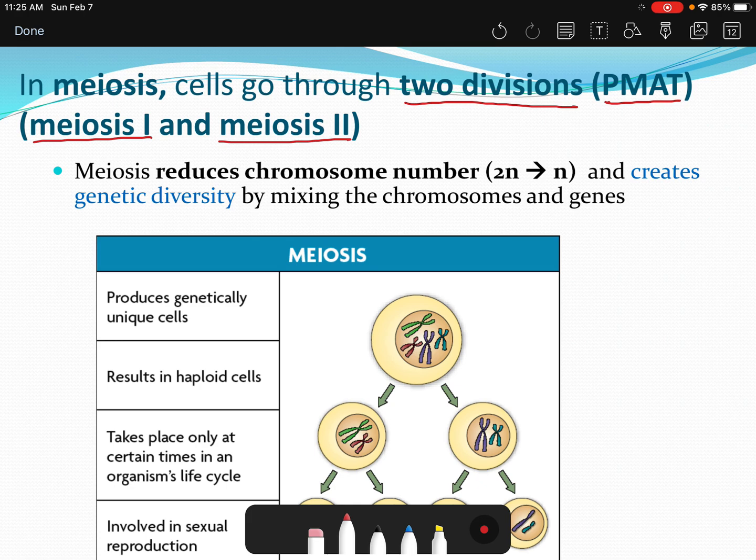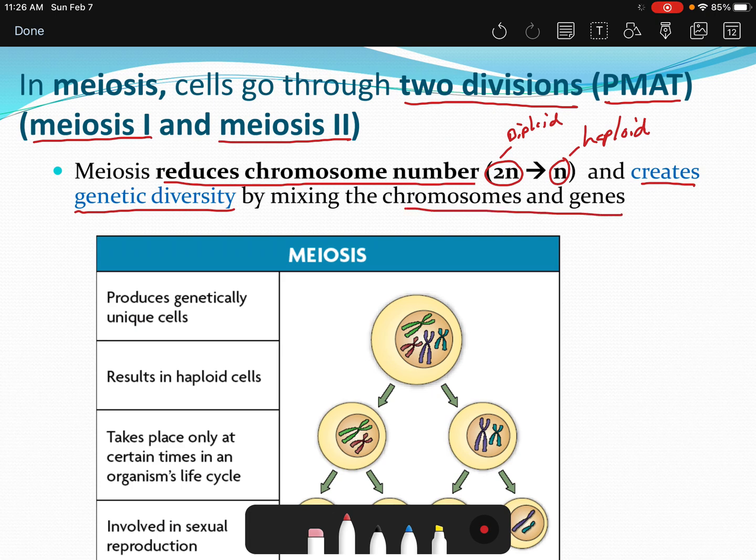The big thing about meiosis is that it reduces the chromosome number in half. So we're going to go from diploid to haploid. Whereas in mitosis, we started with diploid cells and we ended with diploid cells, 2 of every kind of chromosome in those cells. And meiosis also creates genetic diversity, which is very important, by mixing the chromosomes and the genes. And we'll show you how that happens.